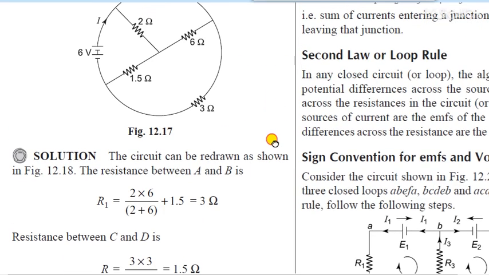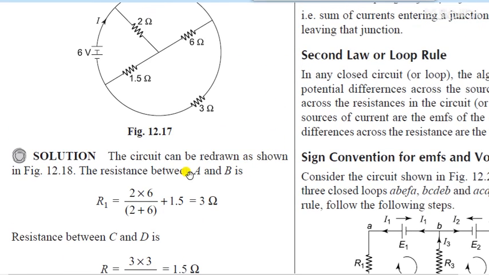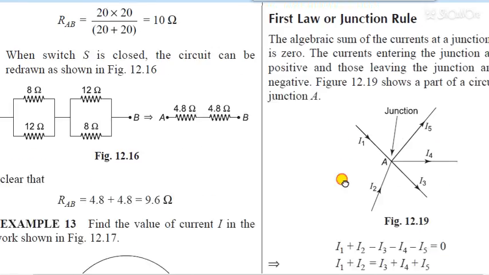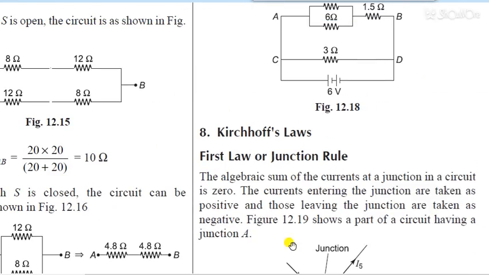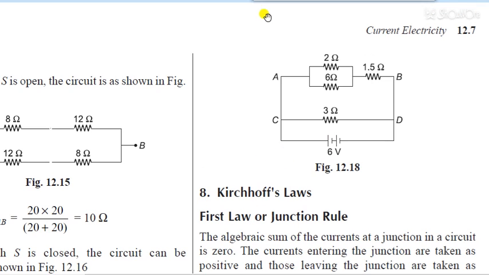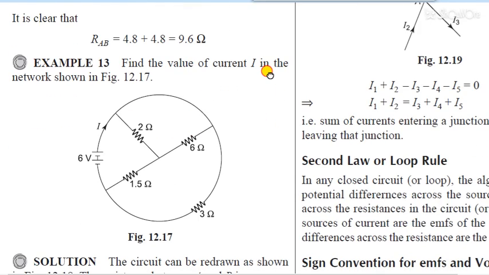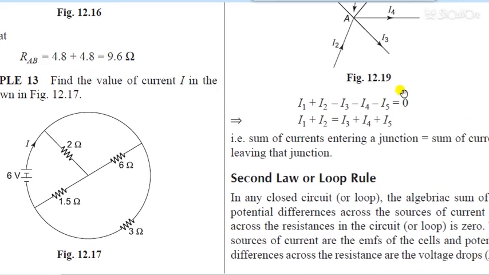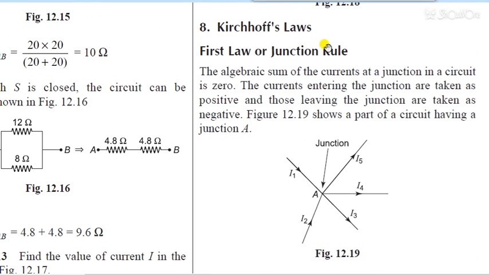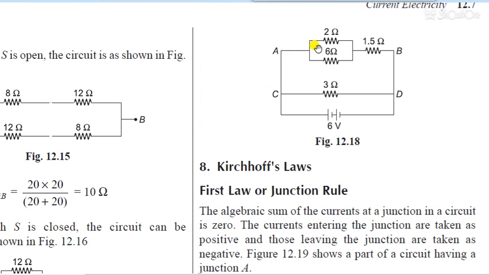So now you can see the circuit can be redrawn as shown in figure 12.18. So 12.18, let's see where is 12.18. Yes, this is the figure, that is 12.18. You can see 2 and 6 are in parallel. This is point A, B. Okay, he has taken 2 and 6 in parallel, then 1.5 in series with battery. So you can see 2 and 6 are in parallel and 1.5 then connected with battery, then connected with 3 ohm. So you can draw this diagram also.